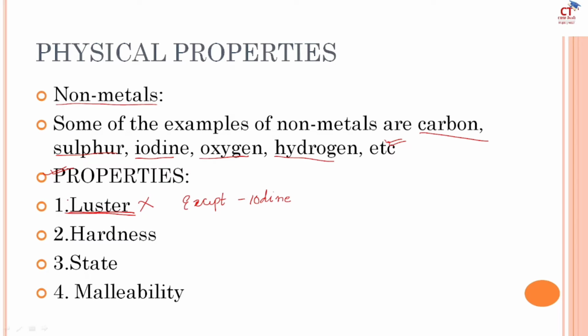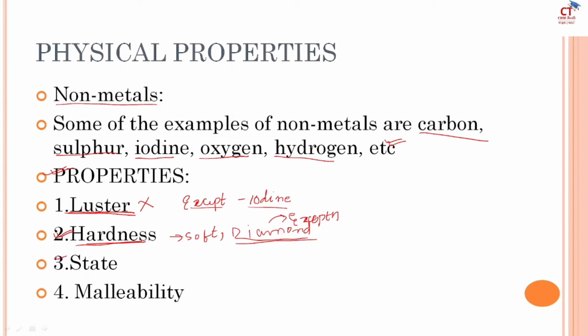Nonmetals are basically non-lustrous, that is they do not show shiny surface, and there is an exception, that is iodine. Hardness, non-metals are soft. However, here again we have an exception, that is diamond. Diamond is the hardest and this is a non-metal. So this is an exception.